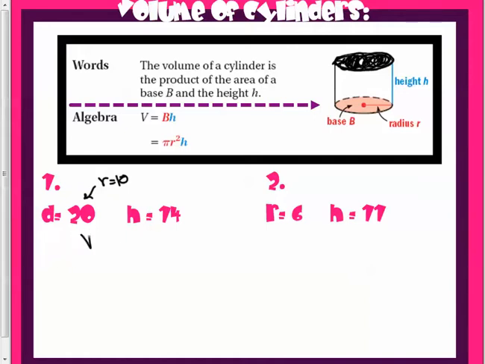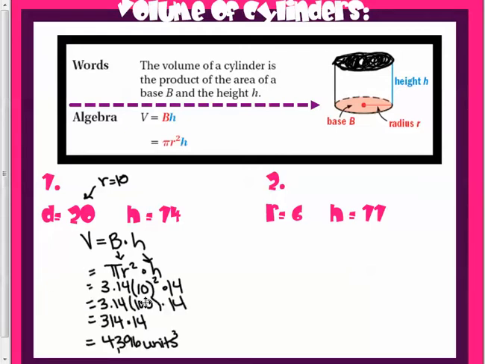So we write the formula, V equals the big base times the height. And in this case, the big base is a circle, pi times radius squared, and we're multiplying it times the height. So pi is 3.14, radius is 10 in this case. We're going to square it, and our height is 14. So we square the 10, we get 100, take that times pi, and we get 314, take that times the height, or 14, and we get 4,396. And these are units cubed.